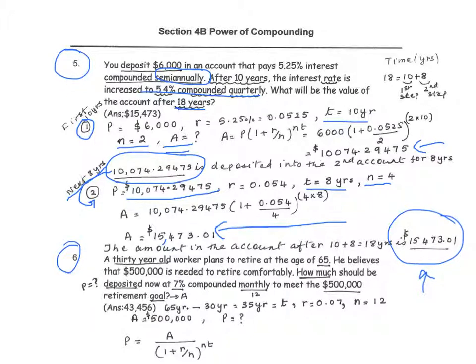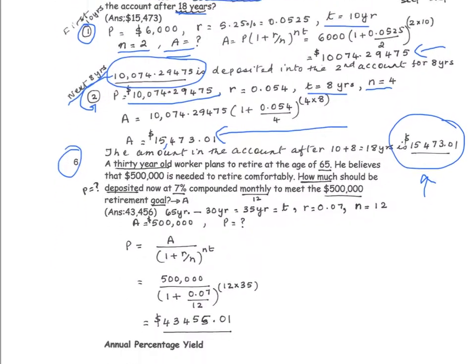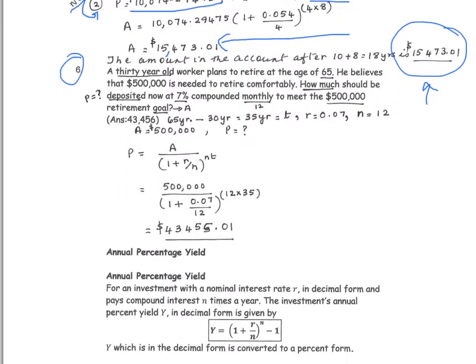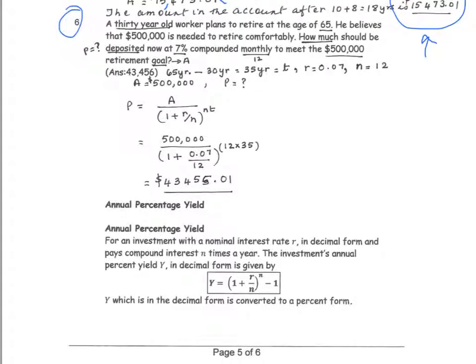Now, look at the next problem. A 30-year-old worker plans to retire at the age of 65. So he's 30, he'll retire at 65. So he's going to be retiring in 35 years. He believes that $500,000 is needed to retire comfortably. So that's his goal: to make $500,000 in the next 35 years.